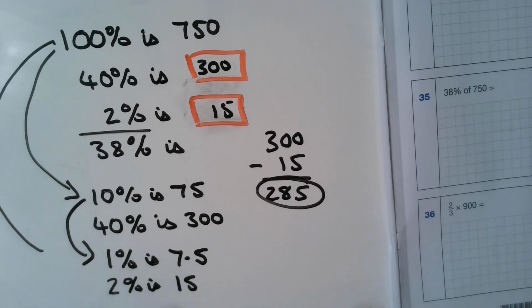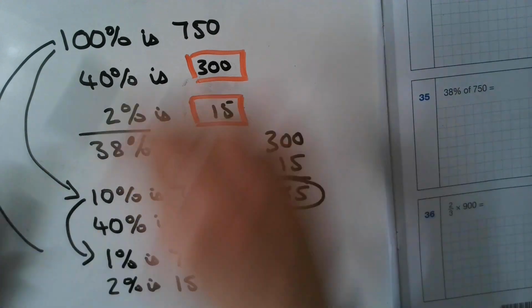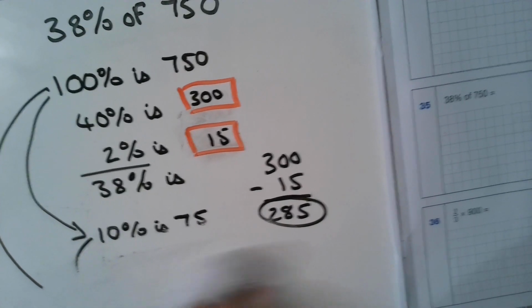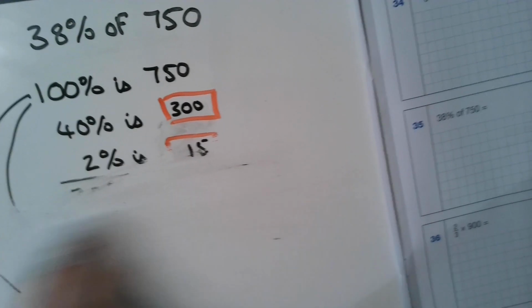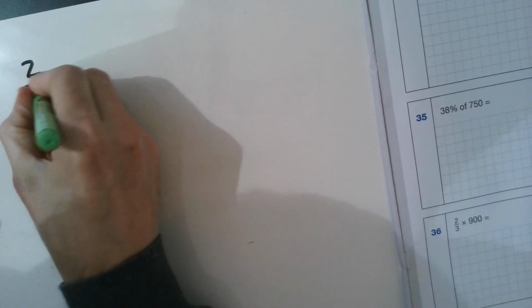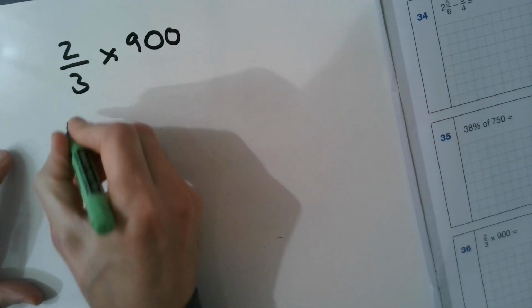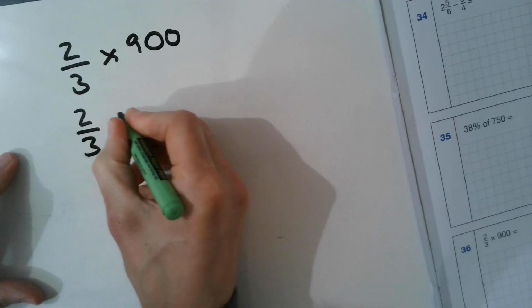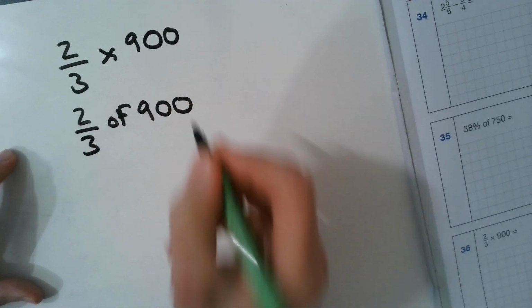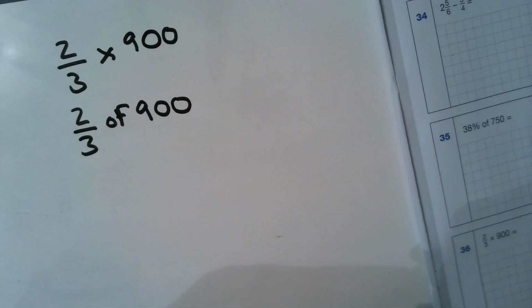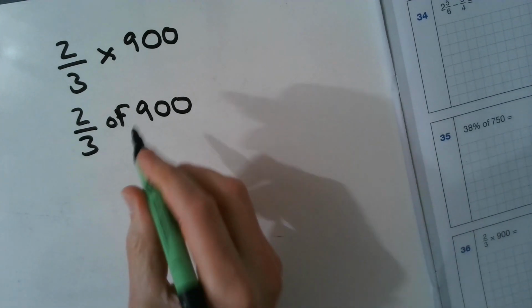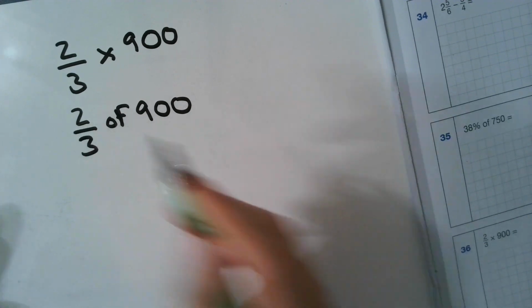That's quite a lot of work to get the mark there. That's a difficult question. Now, the last question. 2/3. Okay, so they put a multiplication in there. So 2/3, and that is the same as 2/3 of 900. So now some of you will just know that you do 900 divided by 3 times 2.